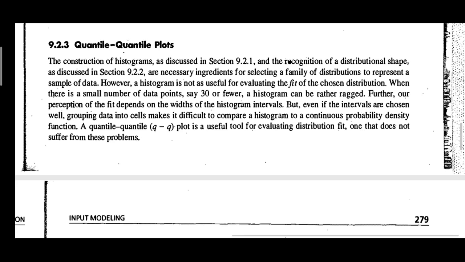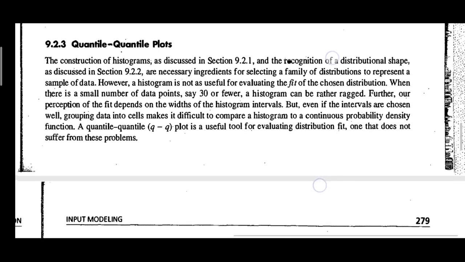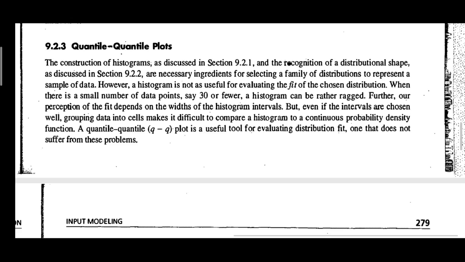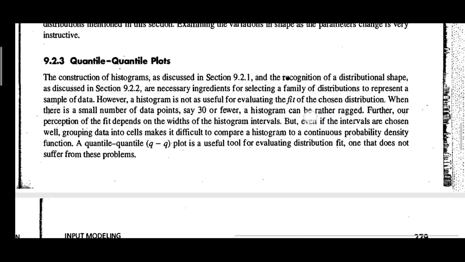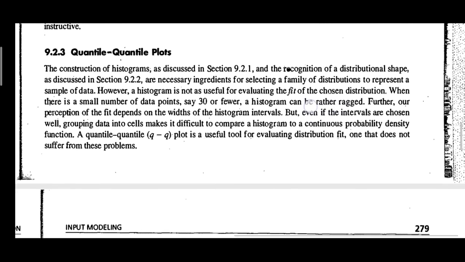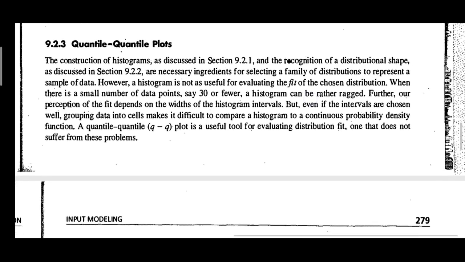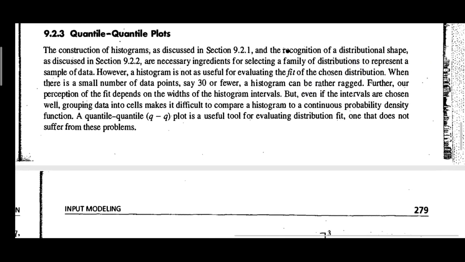However, a histogram is not as useful for evaluating the fit of the chosen distribution when there is a small number of data points, say 30 or fewer. A histogram can be rather ragged. Further, our perception of the fit depends on the width of the histogram interval. But even if the intervals are chosen well, grouping data into cells makes it difficult to compare a histogram to a continuous probability density function, or PDF.